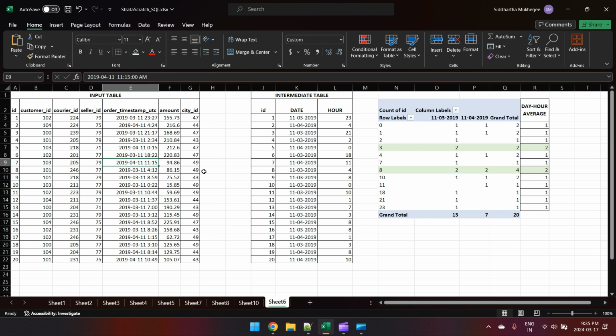Which hour was the busiest in terms of volume of sales? Mind you, that's not in terms of the amount. It's just in terms of the count, that is the number of sales that happened. So I hope we understand the problem now.